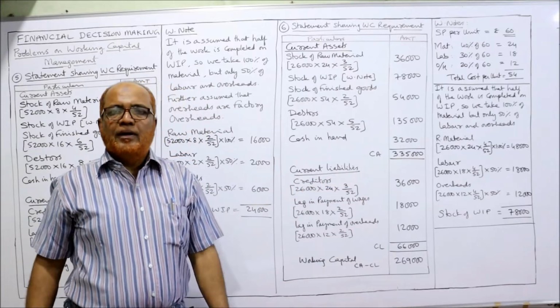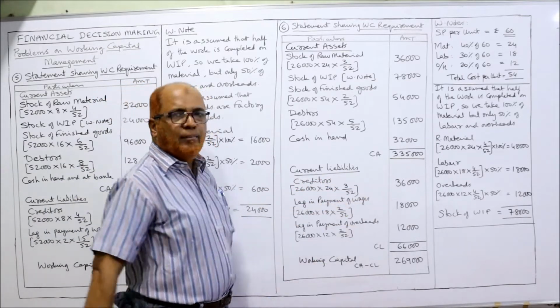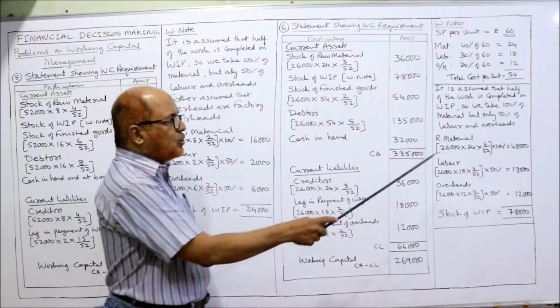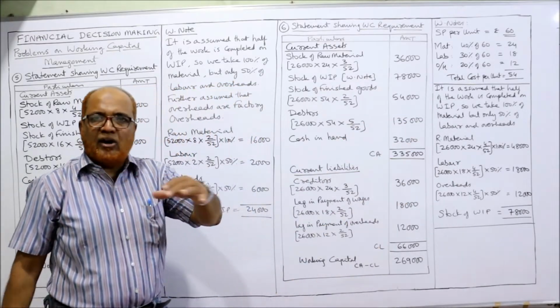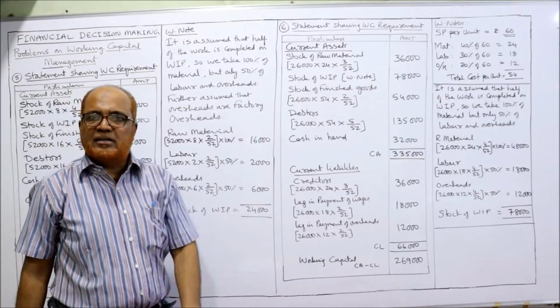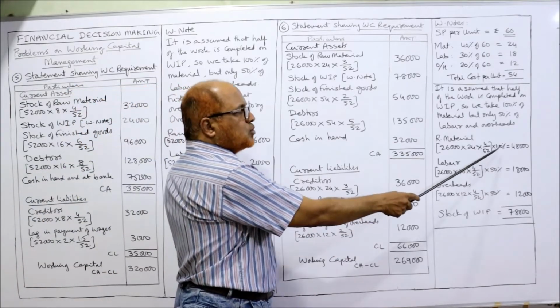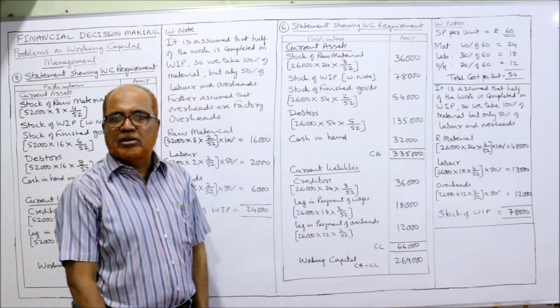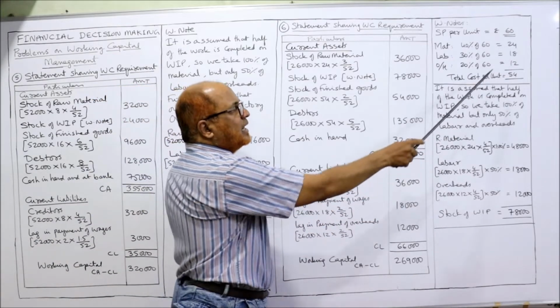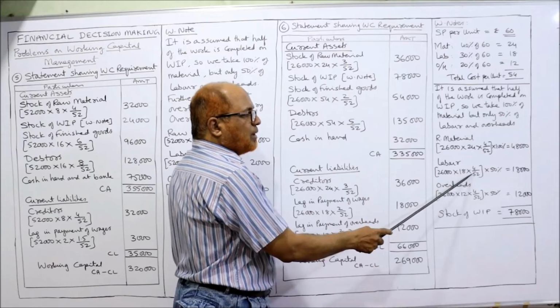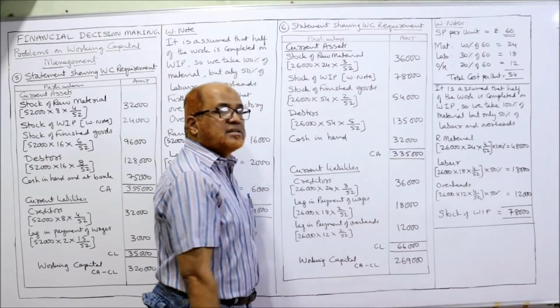Then raw material: 26,000 units we are making, each unit raw material 24 rupees, into how much is the period of processing? 4 weeks. So 4 by 52 into 100%, 48,000. Labor: 26,000 units into 18 rupees is the labor cost per unit into 4 by 52 into 50%.